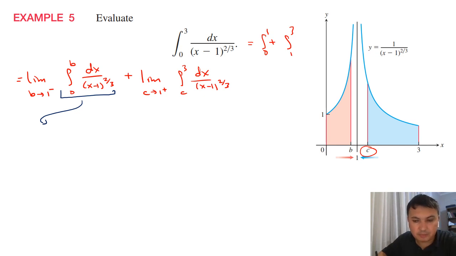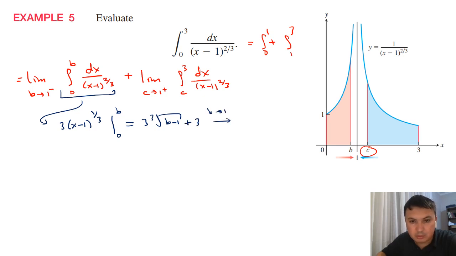So we know that the antiderivative of 1 over (x minus 1) to the 2/3 is (x minus 1) to the 1/3, and I think I need to multiply by 3. Evaluate from 0 to b, so this is 3 cube root of (b minus 1). At 0, this is minus 1, so plus 3. Now, if I let b go to 1 from the left, the first one becomes 0, vanishes. I'm left with 3, right?